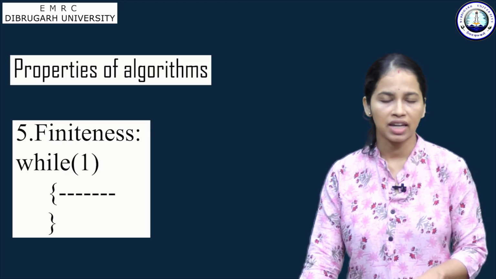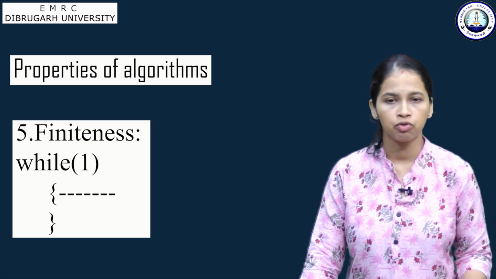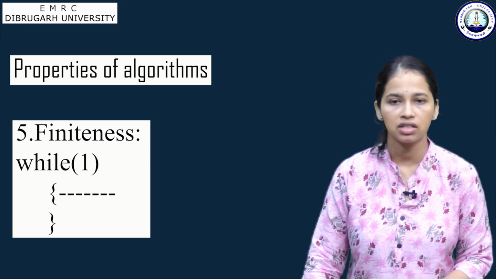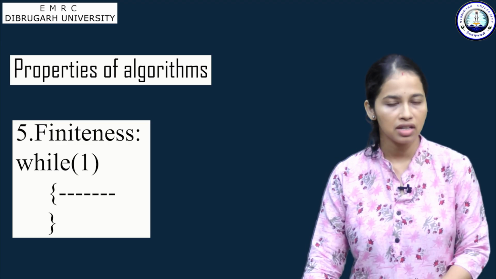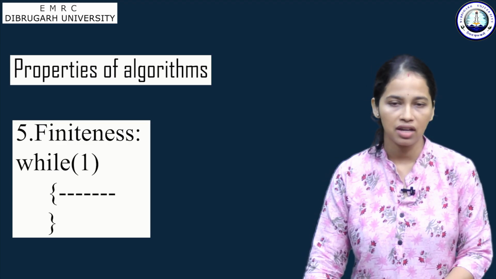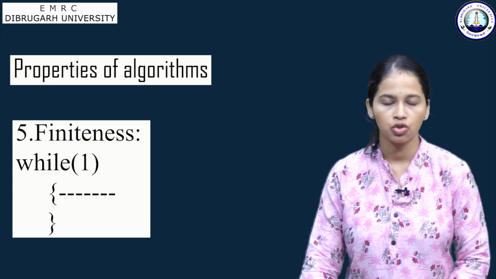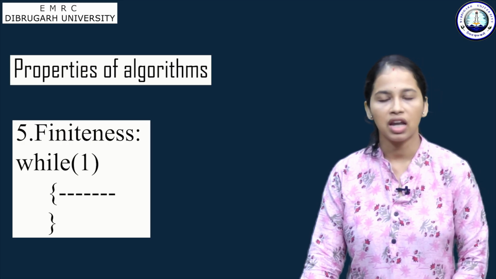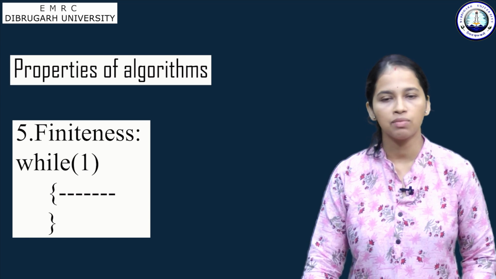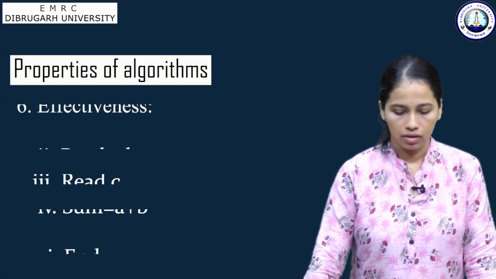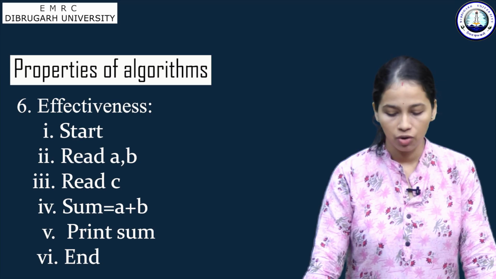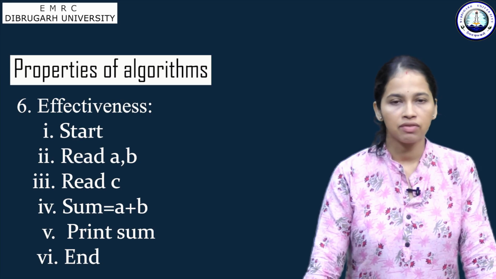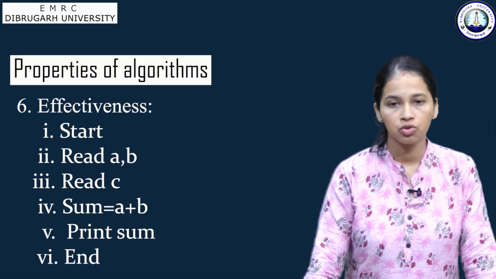So, the second aspect is not satisfied here, that every instruction should be executed within a finite amount of time. Finiteness in the case of an algorithm means that every instruction should be executed within a finite amount of time, and the number of steps in an algorithm should be finite in number. The next property which defines an algorithm is effectiveness. Whatever instructions or rules are there in your algorithm should be effective.